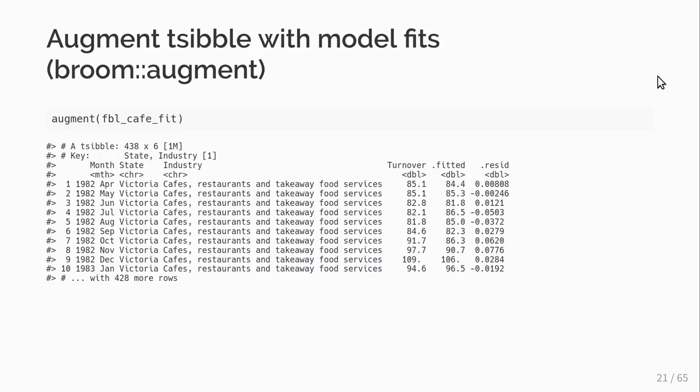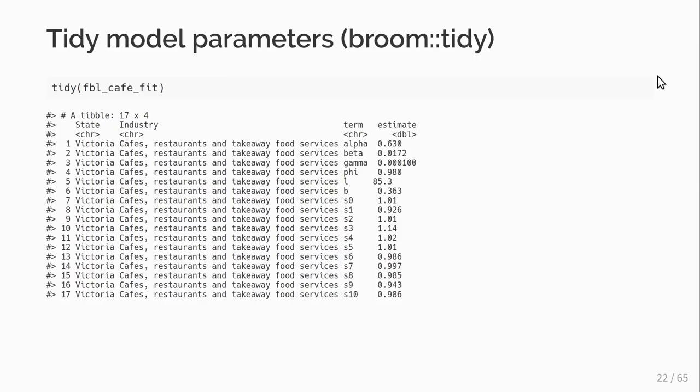Okay, so here we apply the augment function, which, if you've used broom before, you'll be familiar with. It takes a model and it adds things about the model to your data set. So in this case, we're augmenting the ETS model that was fitted to the cafe data, and it's come back with a similar looking tibble, but with some extra columns, fitted values and residuals. And if you apply tidy to it, again borrowing directly from the way the broom package works, it'll give you back a tibble with model parameters in it. So there's a couple of extra columns there. The term column tells you what the parameter was, and the estimate is the numerical value of it.